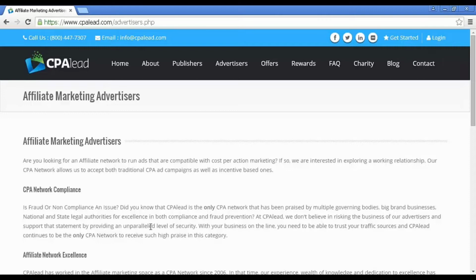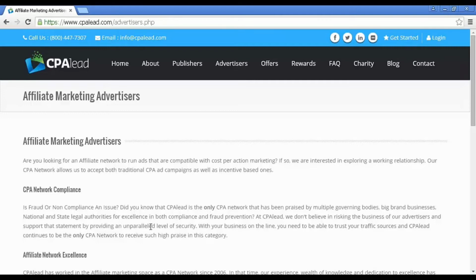It says, is fraud or non-compliance an issue? Did you know that CPA Lead is the only CPA network that has been praised by multiple governing bodies, big brand businesses, national and state legal authorities for excellence in both compliance and fraud prevention? At CPA Lead, we don't believe in risking the business of our advertisers and support that statement by providing an unparalleled level of security. With your business on the line, you need to be able to trust your traffic sources, and CPA Lead continues to be the only CPA network to receive such high praise in this category.